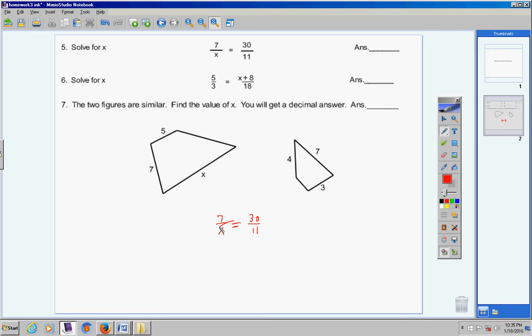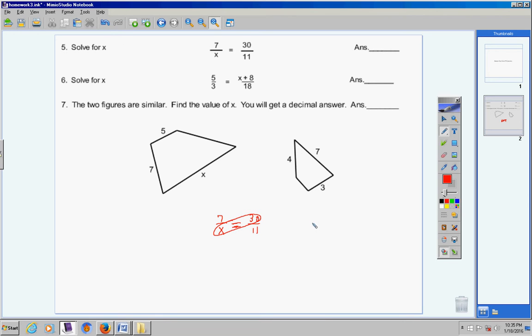So, cross multiply. Now, you can only do this when two fractions are equal. I've had some students who have had two fractions that were multiplying, like 1/2 times 3/5, and they started cross multiplying. Okay, the cross multiplication only works when the fractions are equal. Okay, there has to be an equal sign here.